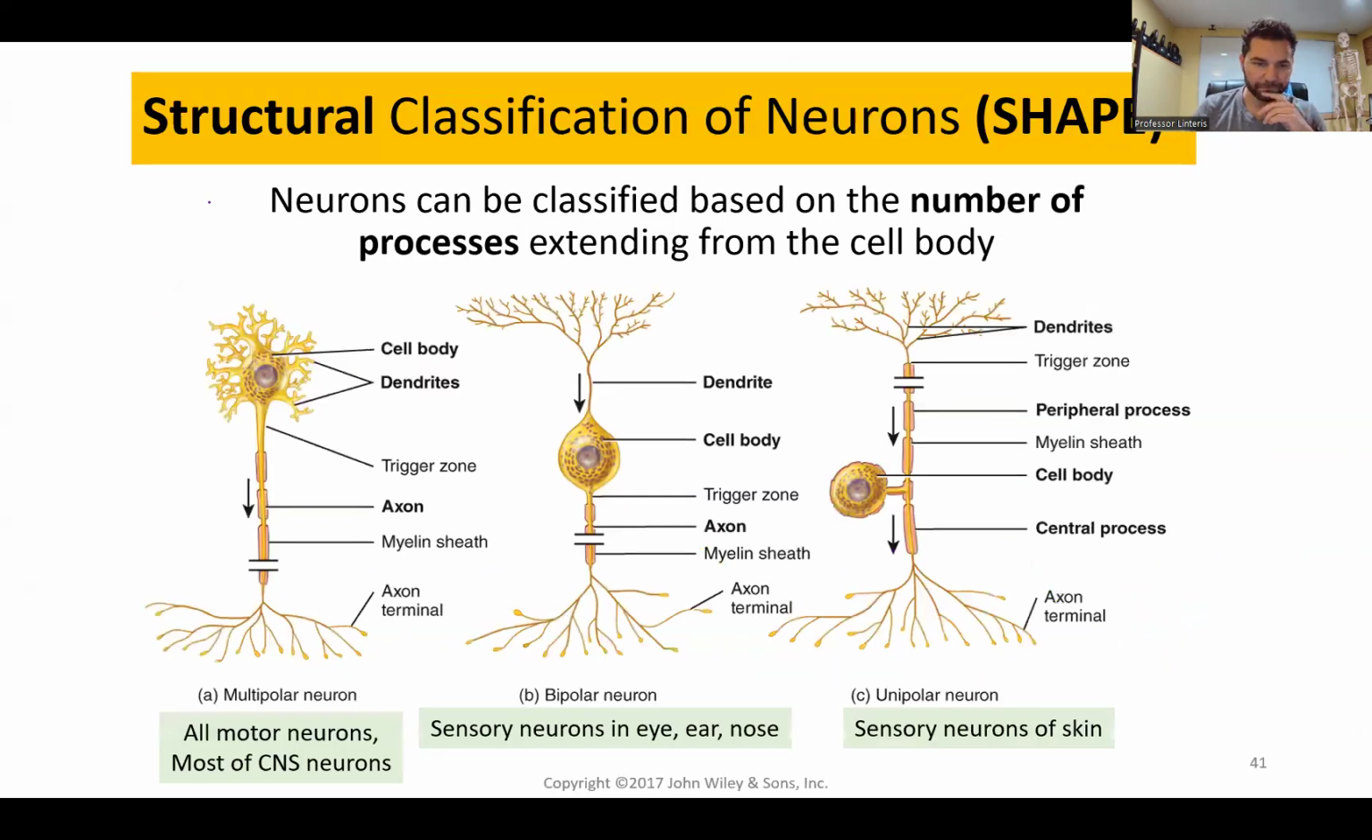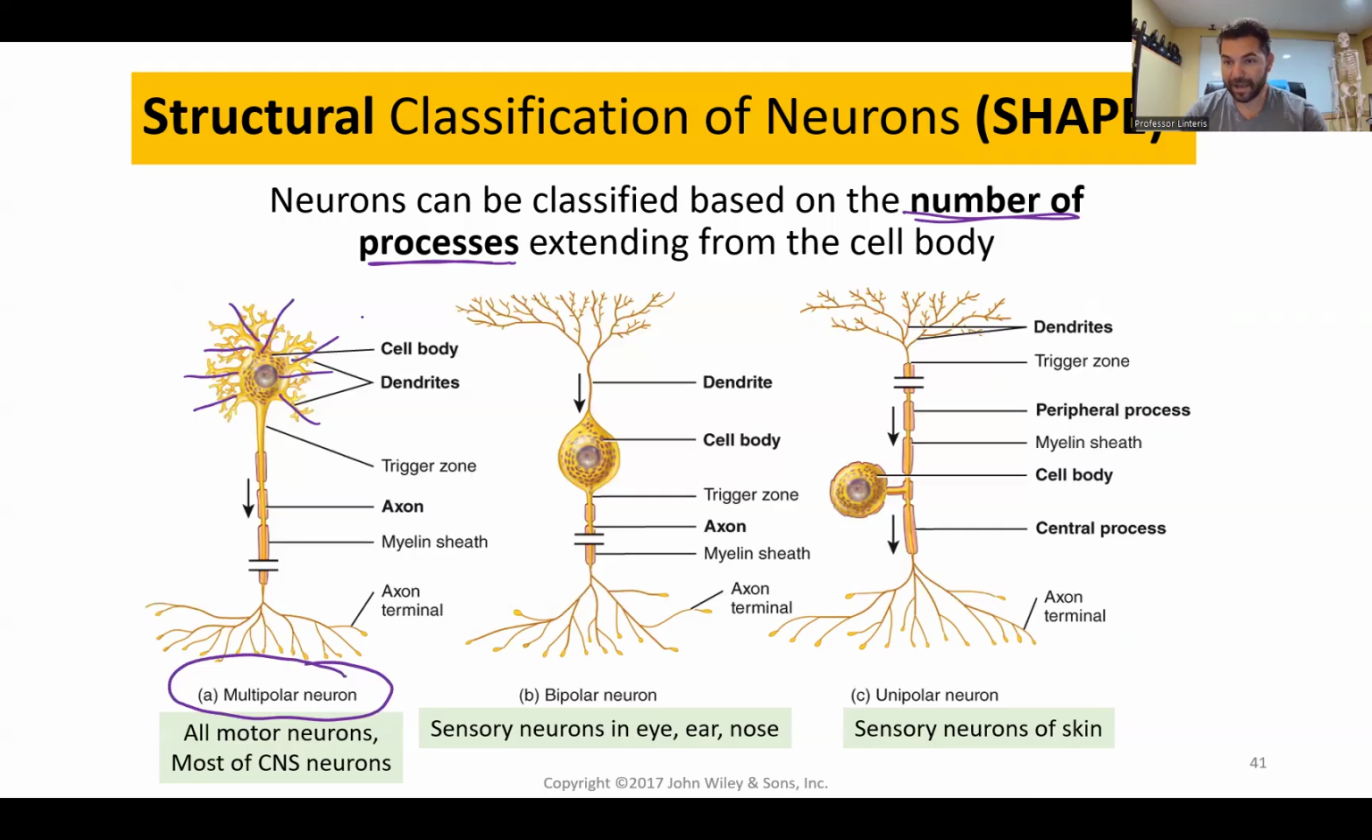And we're going to come to the end here as far as structural classifications of neurons. They can be classified based off of a number of different things. Here we're talking about the number of processes, so how much stuff is coming off the cell body, specifically the dendritic processes. So we have three general categories. We have a multipolar neuron, and you can see there is a lot of stuff coming off that cell body.